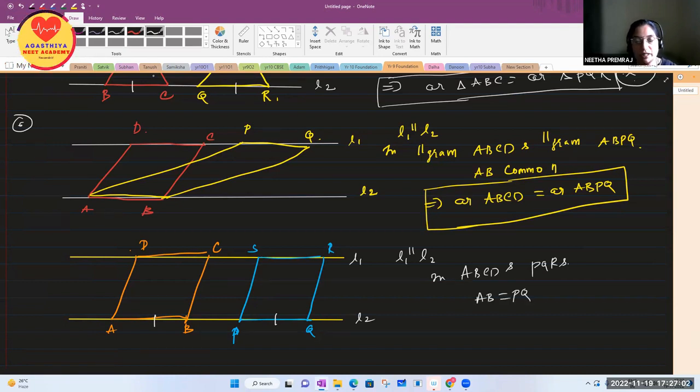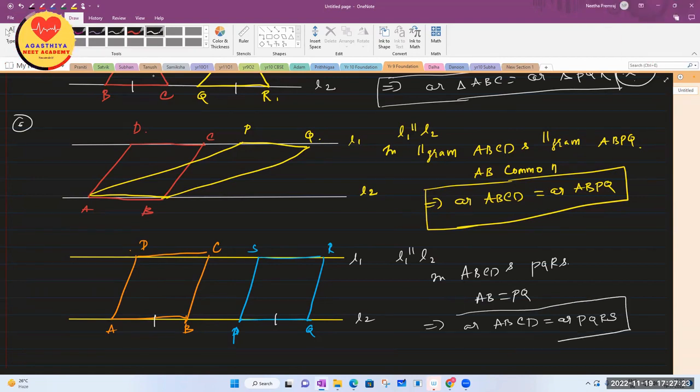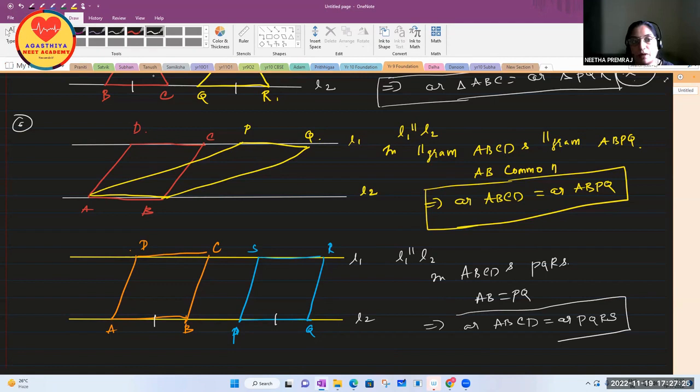If so, both lie on the same parallels and bases are matching, then areas are equal. Got it? If bases are different, the areas are not equal. The bases should be matching and lie on the same parallel. Then only the areas are equal. Now you got clear with your doubt? Yes, ma'am. That's all. Make a note of it. Mark both of these.